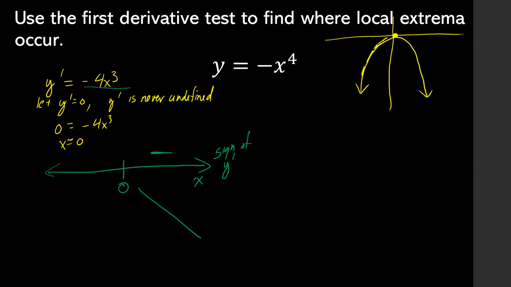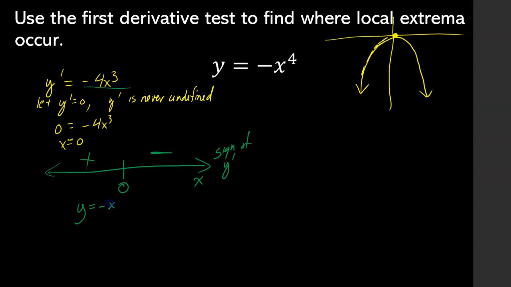Choose a number less than 0, like negative 1. Negative 4 times negative 1 cubed is positive, which means y prime is positive for all numbers less than 0, and y is increasing for all values less than 0, which matches up with this graph I drew earlier, which isn't a great graph. Let's call it a sketch instead. Okay. So we found, like I expected and you will in the future, that negative x to the fourth has just a local maximum. What do we start off with in our justification?